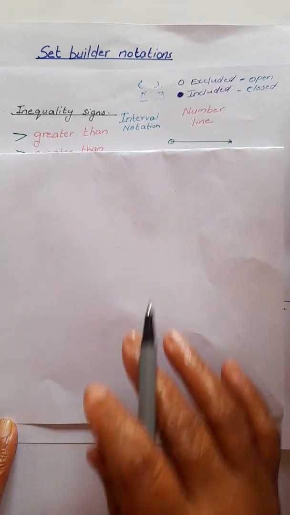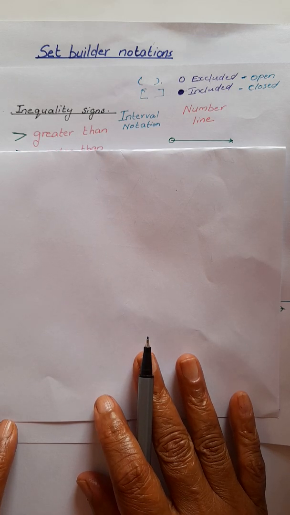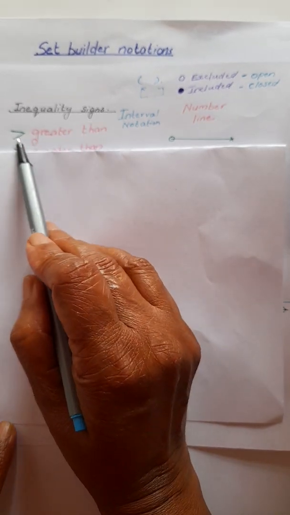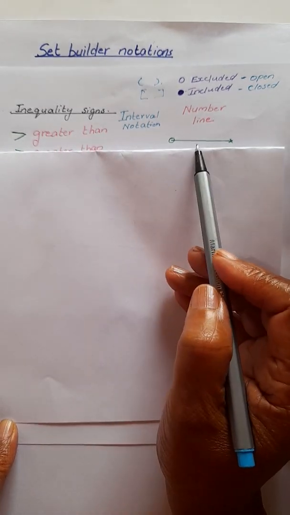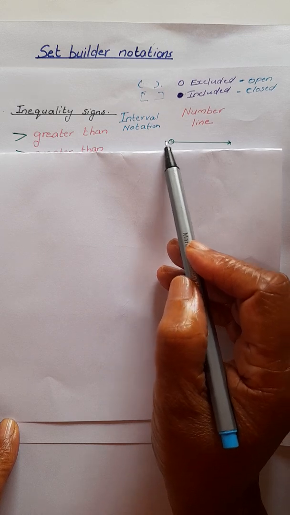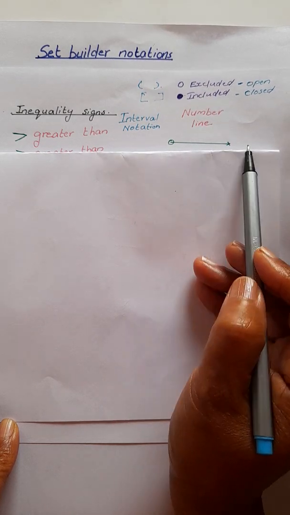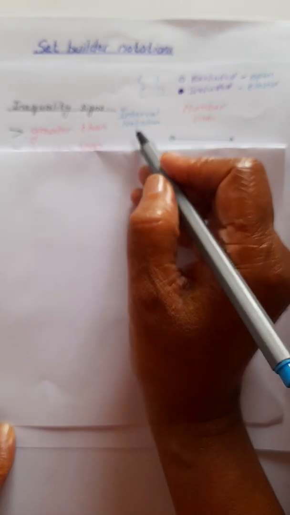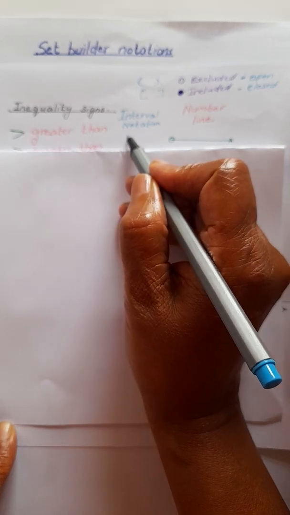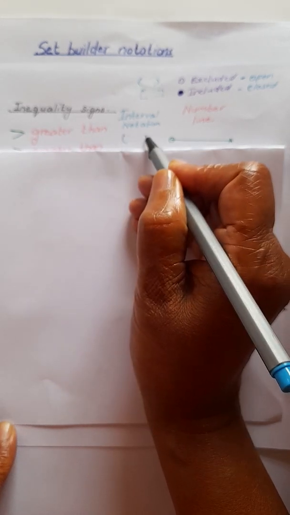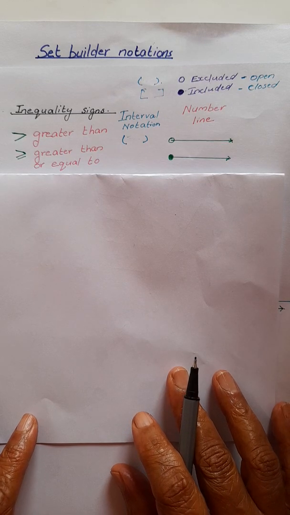So remember that. And for greater than, the inequality sign, how do you represent that on the number line? It is with the open circle, and then it goes to the right. And in interval notation, we use the open brackets.